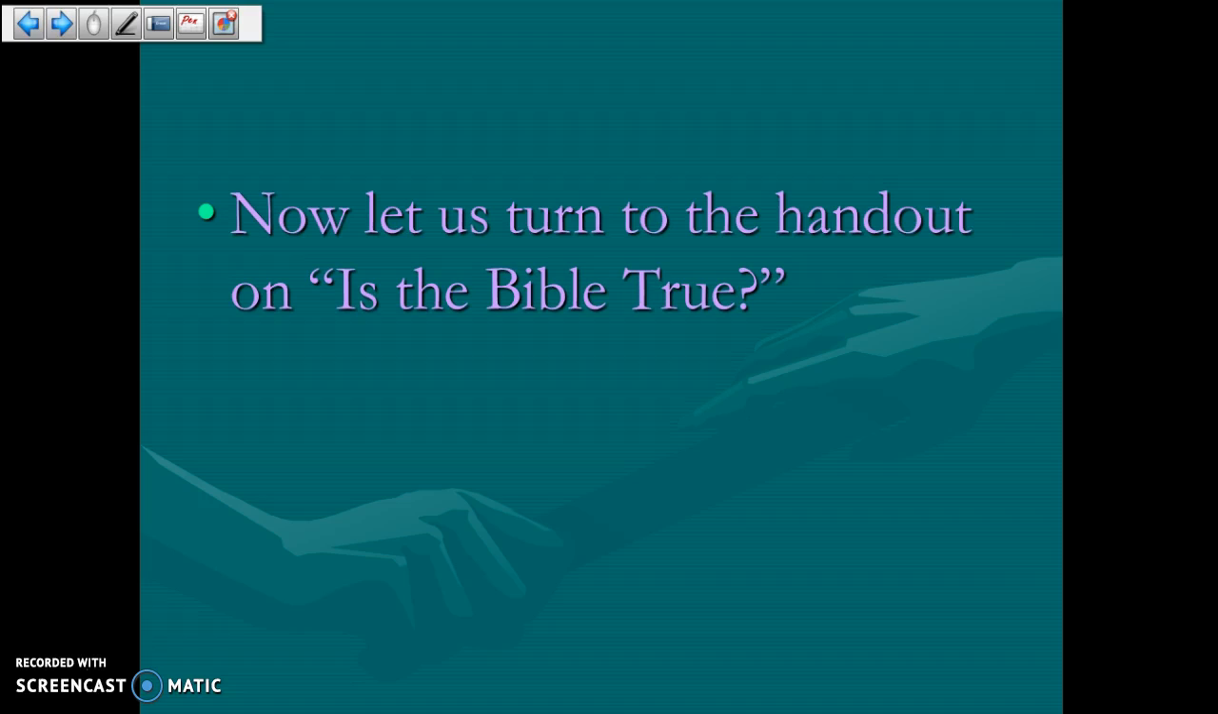Now let us turn to the second page in your packet, entitled, Is the Bible True? This is going to show us a few more types of truth, as well as expand on the ones we've already looked at. We've already talked about the first one, religious truth. So let's move to moral truth.